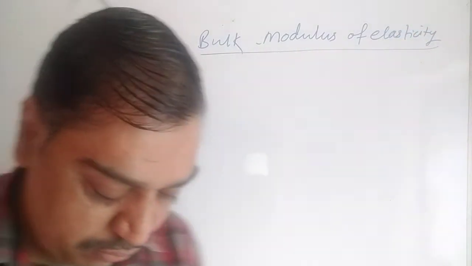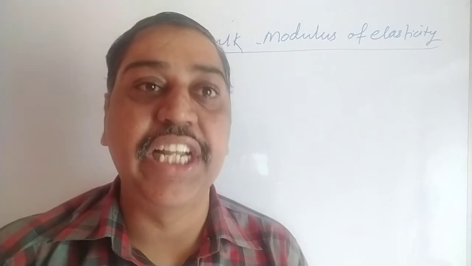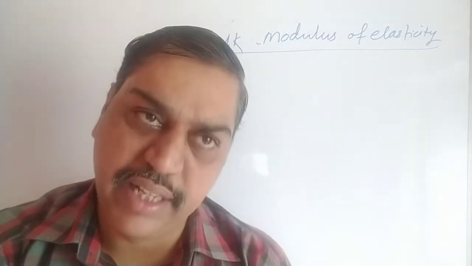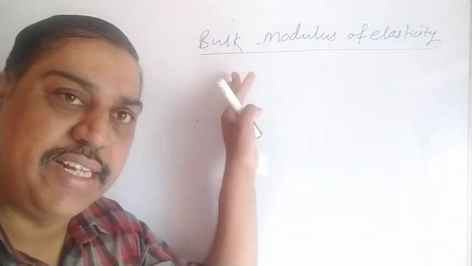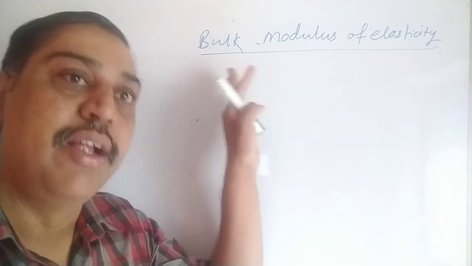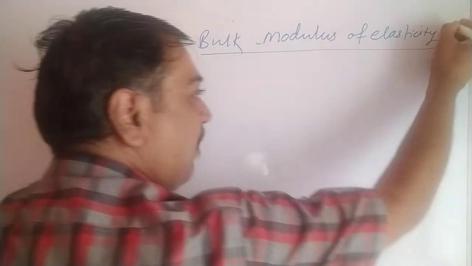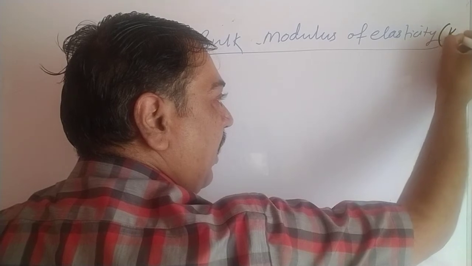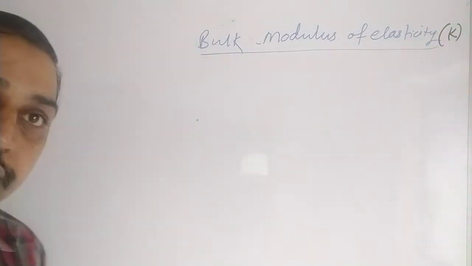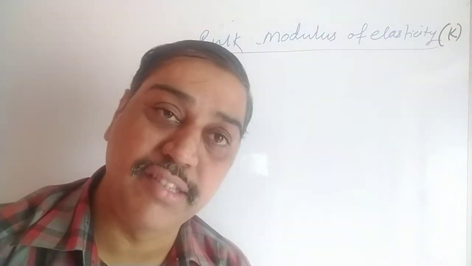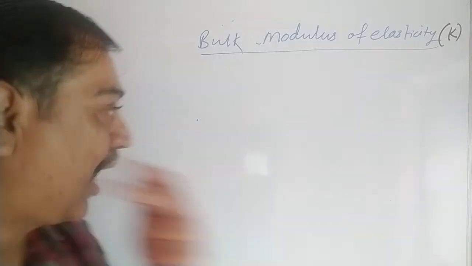We have seen before, Young's modulus is related to change in length. Bulk modulus of elasticity, again by Hooke's law we have to find out, is related to change in volume, and it is represented by the letter K. Initially Young's modulus was represented by Y. Now let's start with this.